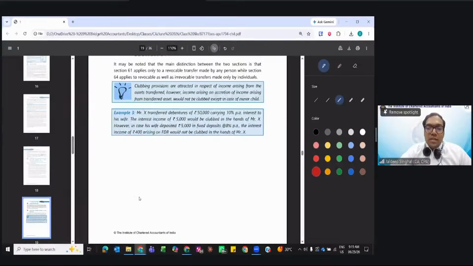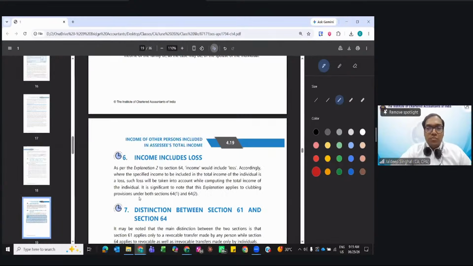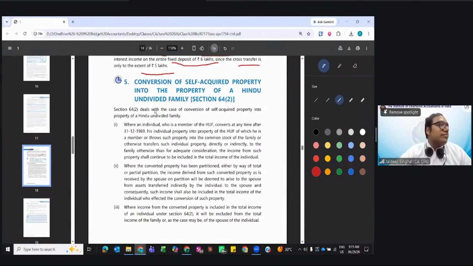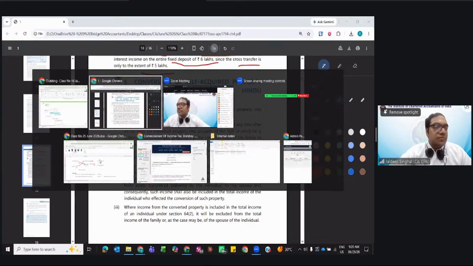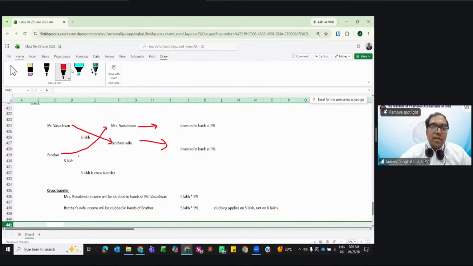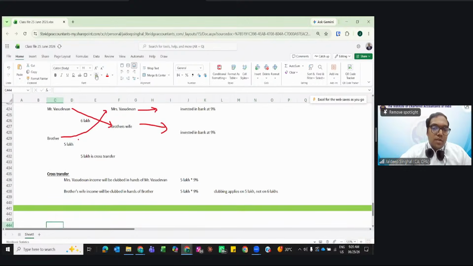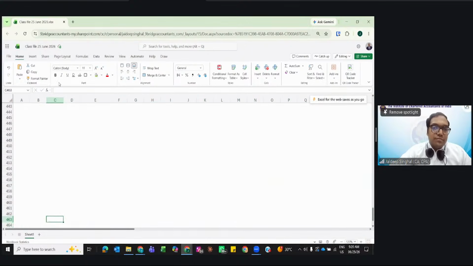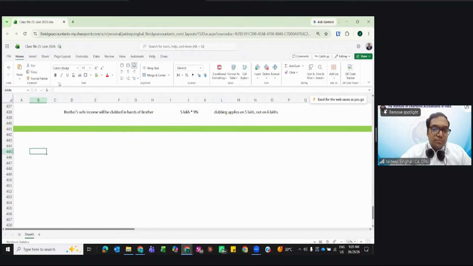Okay. We are left with only very small topics. Let's cover it up. Cross transfers we are done. Next topic is HUF, Hindu undivided family. What are the tax rates applicable to the HUF?